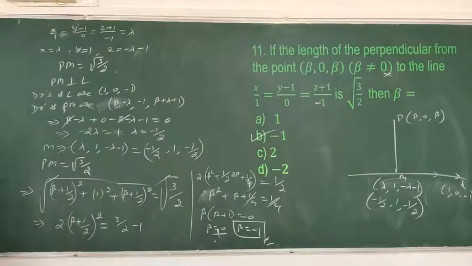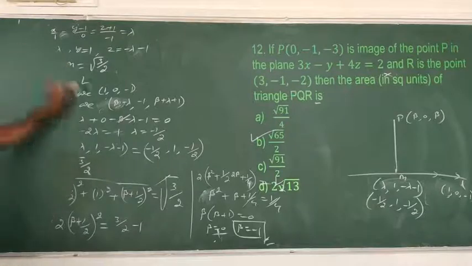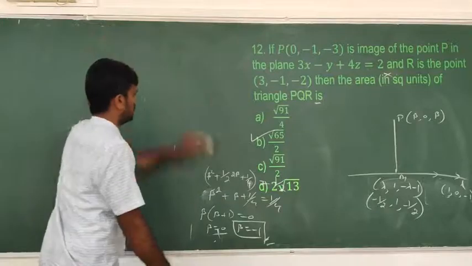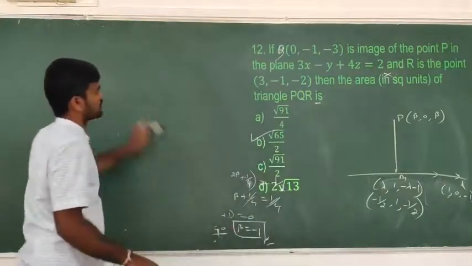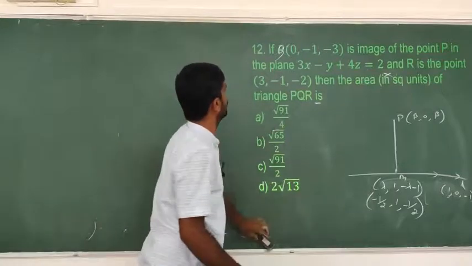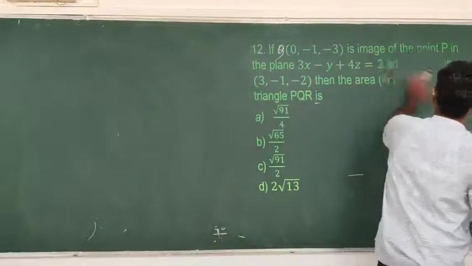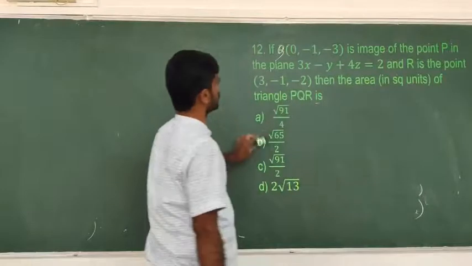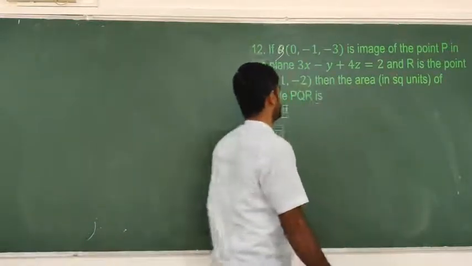Okay, next problem, number 12. If Q of 0, -1, -3 is the image of the point P in the plane 3x - y plus 4z is equal to 2, and R is the point 3, -1, -2, then the area of the triangle PQR in square units is how much, they are asking.